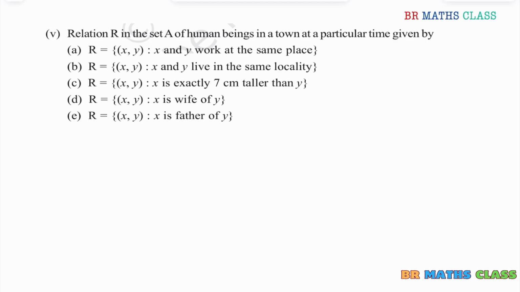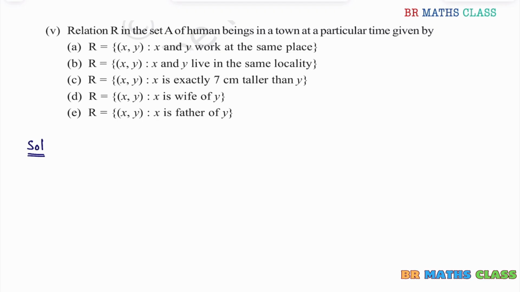If you observe the question, what they have given: R is a relation on set A. And what is set A? Set A is human beings in a town at a particular time. And 5 relations are there. We need to check whether these relations are reflexive, symmetric, transitive. Those things we need to check.